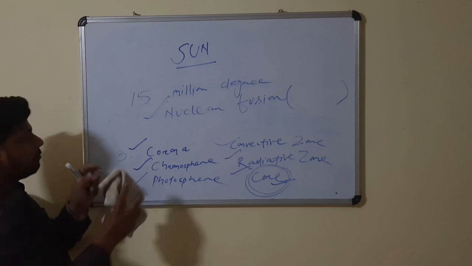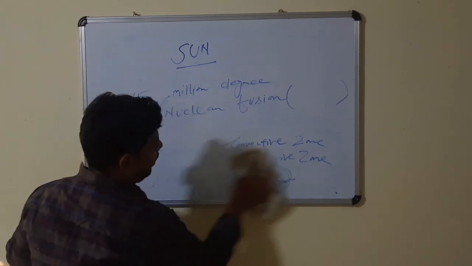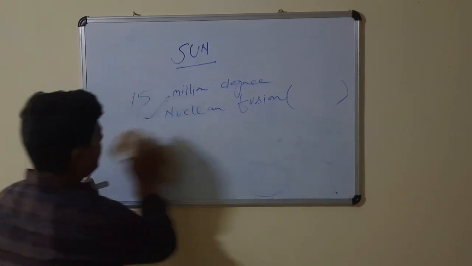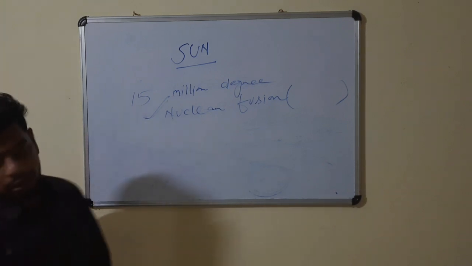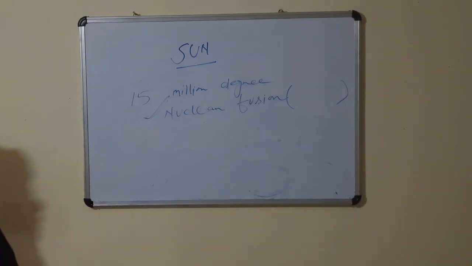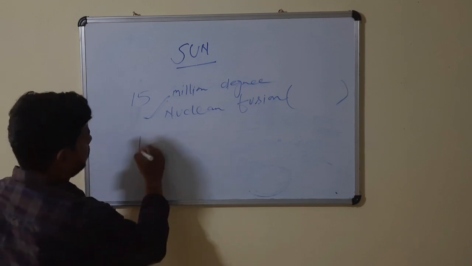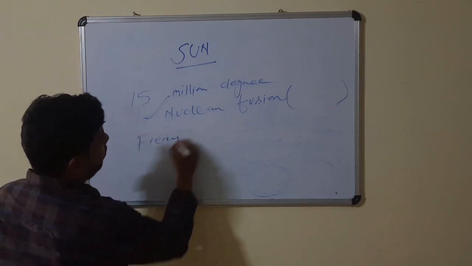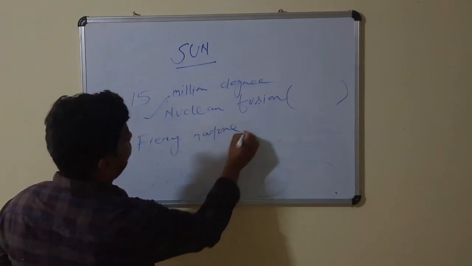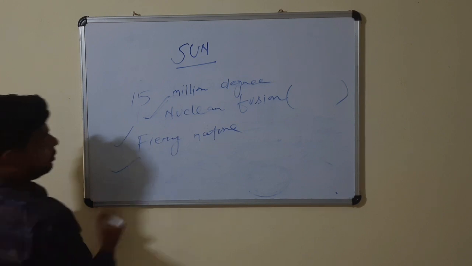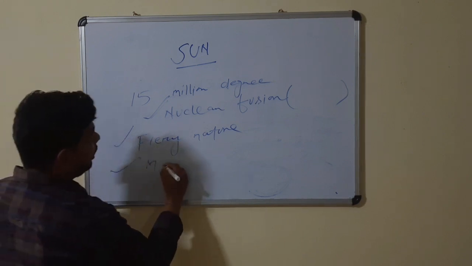Did you write it down? In fact, the sun has 3 major things. It is fiery in nature. First, it has a huge magnetic field.